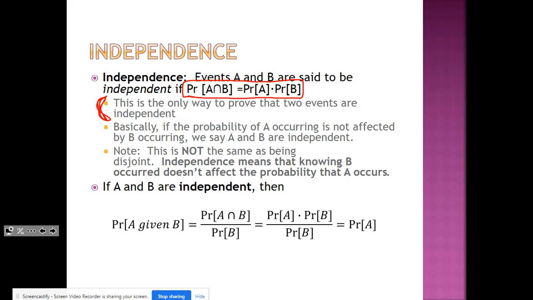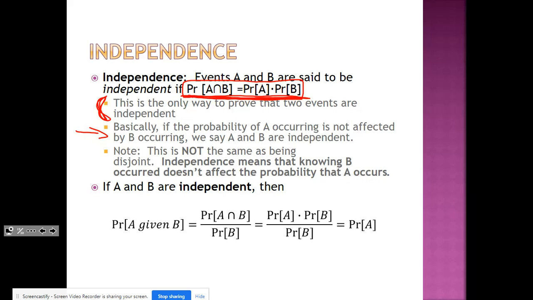You also might be told that things are independent. If it says somewhere in a problem that two events are independent, that's basically telling you that you're going to use this somehow. But basically what independence is, right here, is if the probability of A occurring is not affected by B occurring, we say A and B are independent, or vice versa. If the probability of B occurring is not affected by A occurring, they're independent.